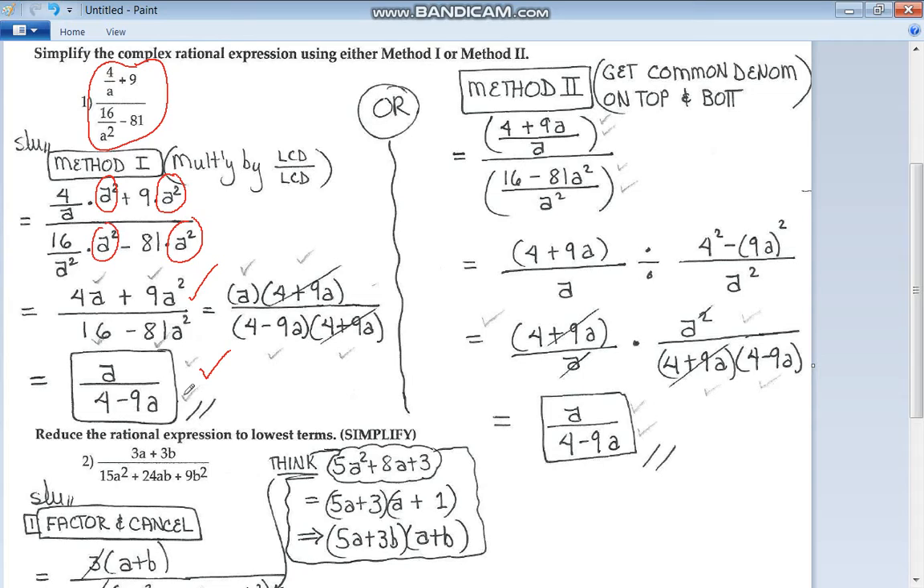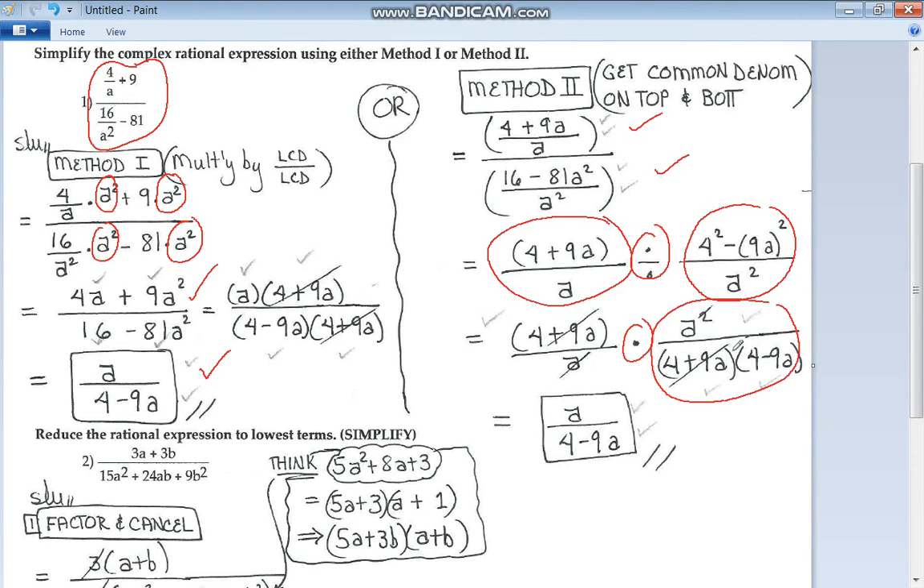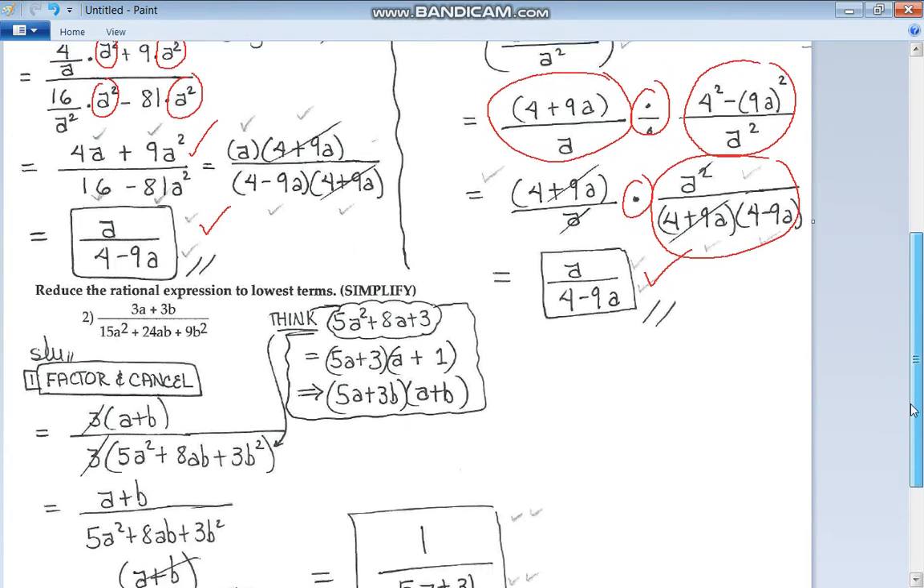Method 2 would be to get a common denominator on the top and a common denominator on the bottom, which I did here and here, and then take the top, divide it by the bottom, and change that to multiplication by the reciprocal of the other one. So we turn the second one upside down, top times top over bottom times bottom, factor and cancel, and we get the same answer as method 1.